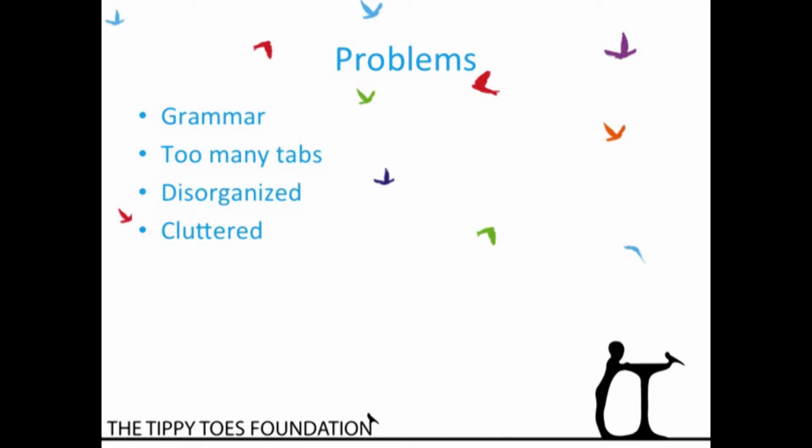Some of the problems that occurred for us on the website are that the grammar was really atrocious. We had a lot of different language issues, and I'm not sure if it was because we are from different cultures or just that it wasn't grammatically proper. The layout was weird. It was disorganized and very cluttered.